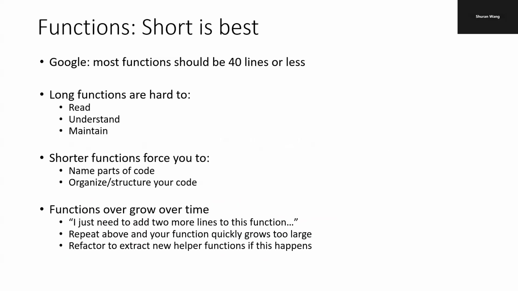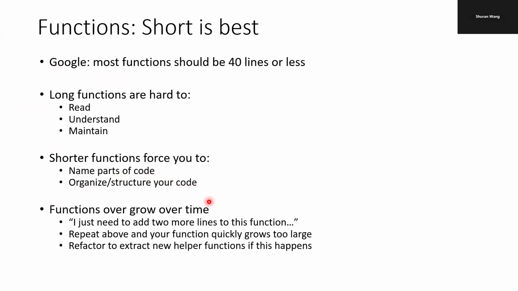Functions, variable names, temporaries. Keep your functions short. By Google, most functions should be 40 lines or less, and this will be checked by your TA. Longer functions are hard to read, understand, and maintain. Shorter functions will force you to name parts of code into helper functions. This helps you organize and structure your code better.